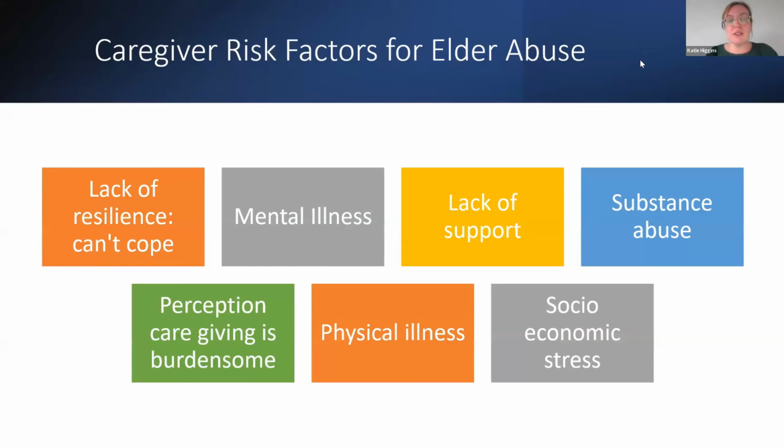Lack of support. It's incredibly challenging looking after somebody with dementia or someone with additional health needs. And a lot of carers don't have that carer network or that additional support or respite. So again, if you're at breaking point, you're more likely to not give the best care to the person that you're looking after. And socioeconomic stress, as we all know, we're in a financial crisis at the moment in the UK. And again, these things impact on somebody's ability to give the best care to someone.